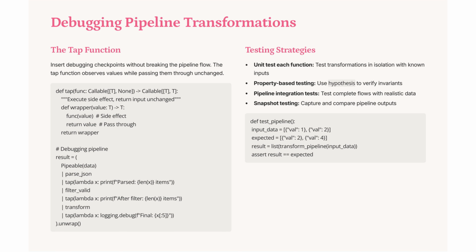The tap function allows for inserting checkpoints without disrupting flow, enabling observation of values. Testing strategies include unit tests for isolated functions, property-based testing with hypothesis, and integration tests for complete flows. Snapshot testing captures and compares outputs, ensuring pipeline reliability and accuracy.